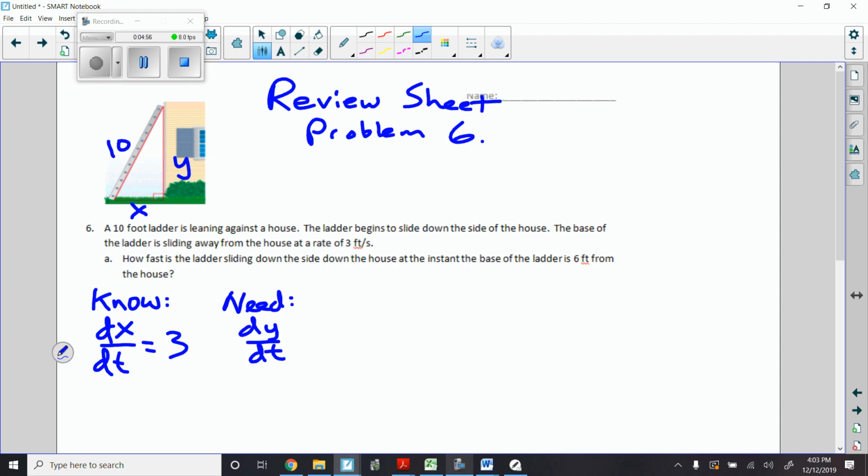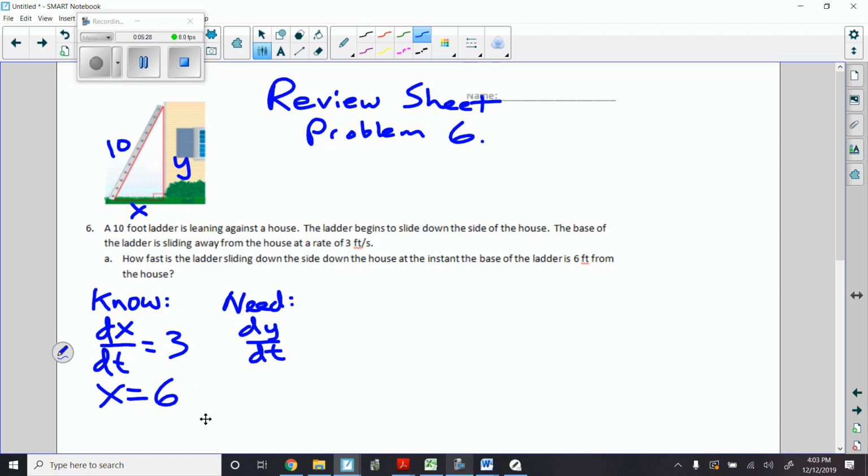Again, it says at the instant, the base of the ladder is 6 feet from the house. Okay, 6 feet is not a rate. So that tells me that that base x is equal to 6 at this instant. So I'm going to add that to my known column. And again, just to be clear, that 6 there should be equal to x in your known column. The 6 should not show up in this picture, because it'll mess us up when we write our equations later on.